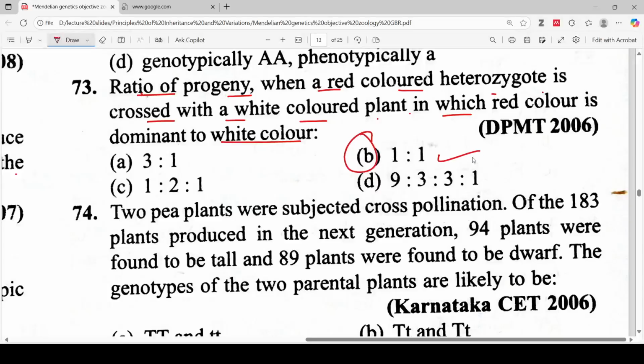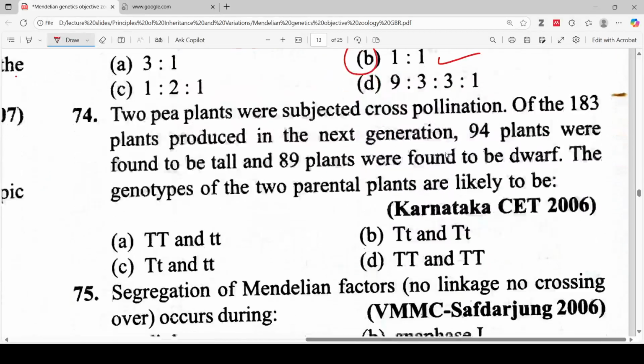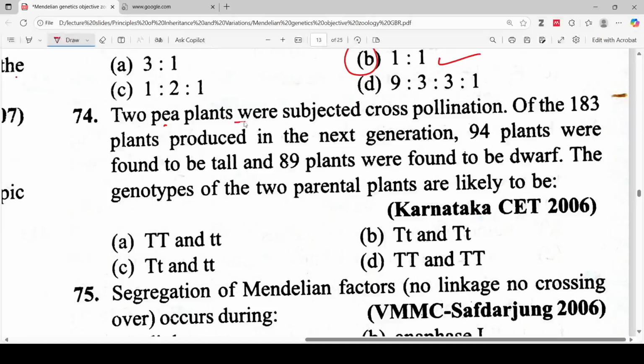The two pea plants were subjected to cross-pollination and 183 plants were produced. In the next generation, 94 plants were found to be tall and 89 plants were found to be dwarf. The genotypes of the two parental plants are likely to be. The correct answer will be option C.